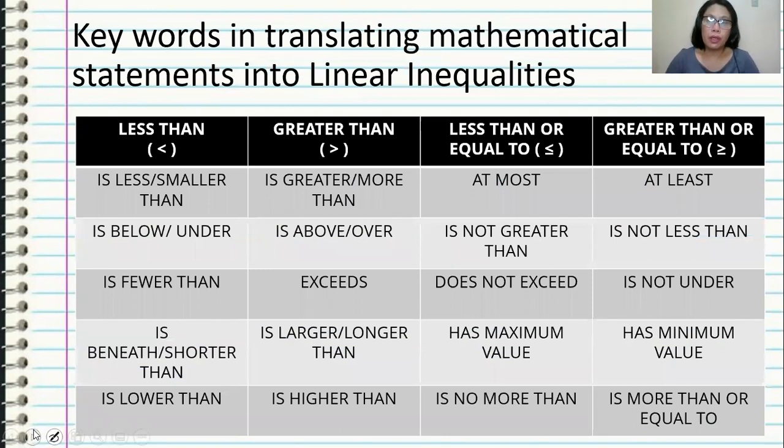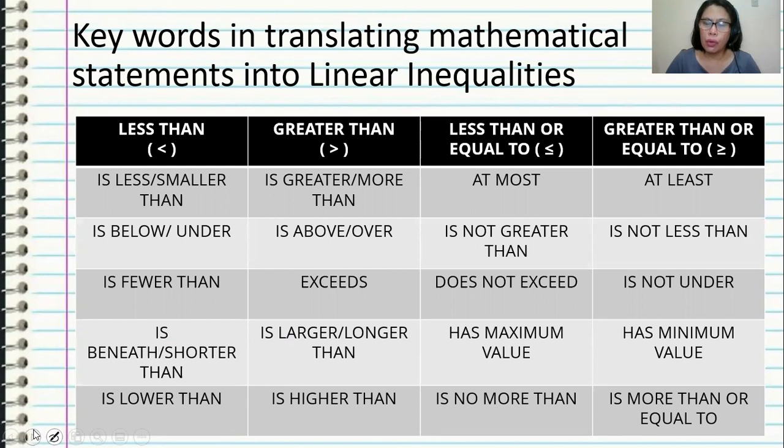Now, before we begin working on real world problems involving linear inequalities, you have to take note of these keywords that would translate mathematical statements into inequalities. So we have less than, greater than, less than or equal to, greater than or equal to.